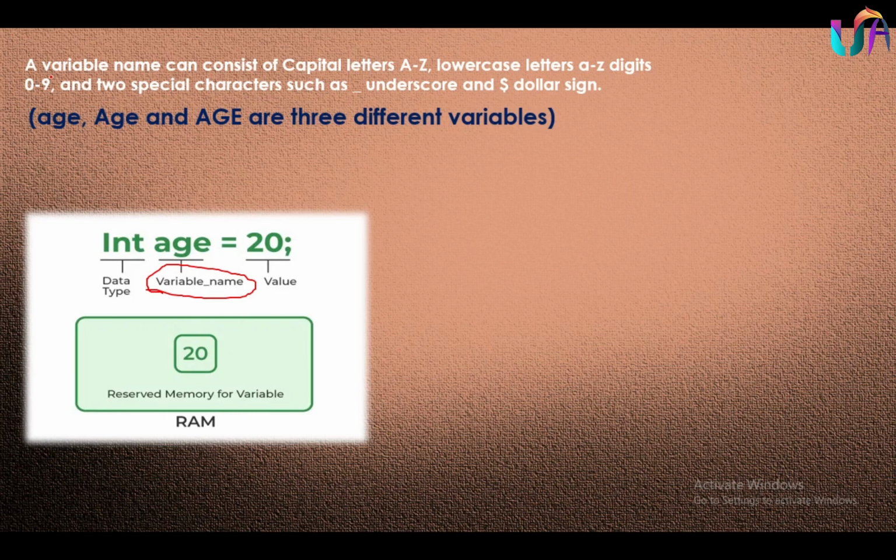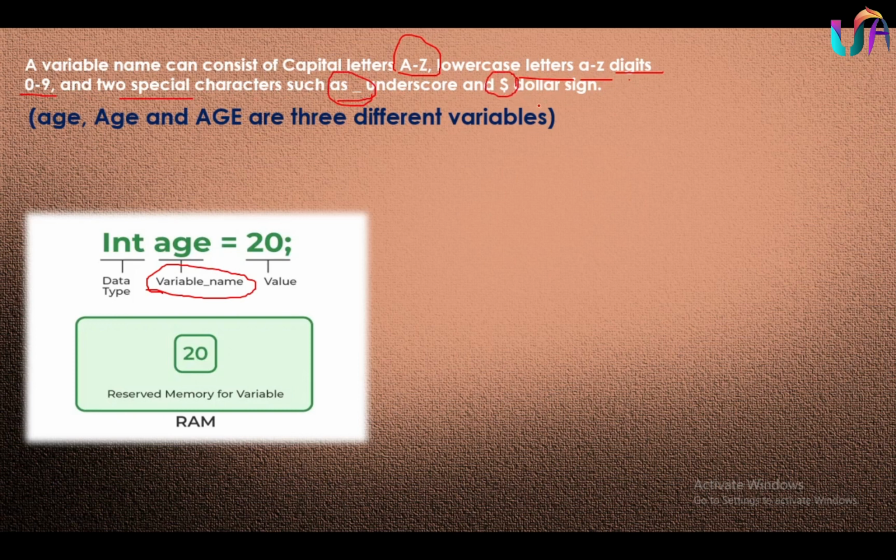So first you need to know that a variable can consist of capital letters, I mean A to Z, and lowercase or uppercase doesn't matter. But whichever case you take, that is your name. You can also take digits, and you can also use a special character which is underscore. And on the other hand, we have the $ sign.